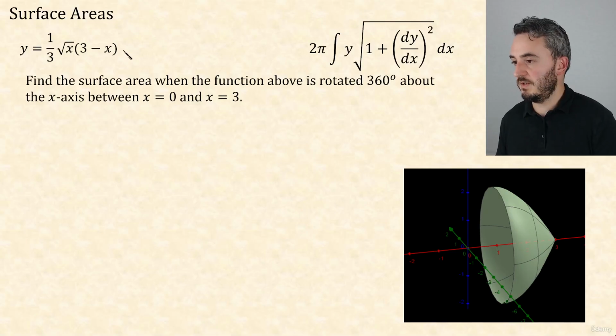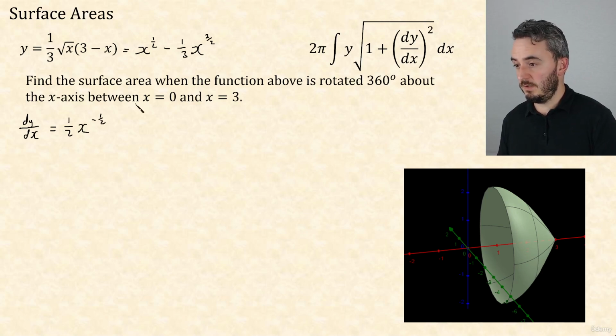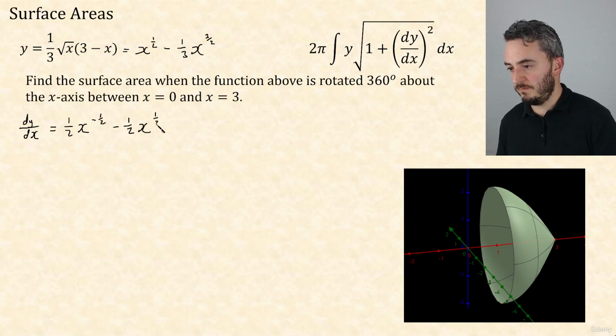So we need dy by dx. So I think I'll expand this first. So 3 times the third cancels, and I get x to the half. And minus, well, x times x is x to the 3 over 2. So a third x to the 3 over 2. dy by dx then is a half x to the power of minus a half. Now the power comes down, we get a half, so that's minus a half x to the half.